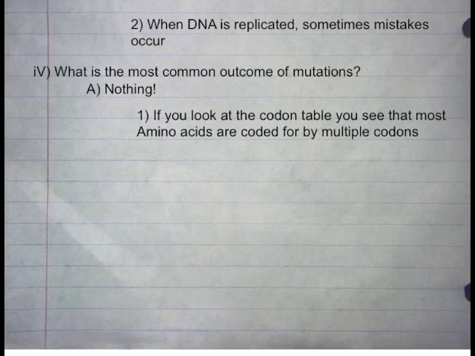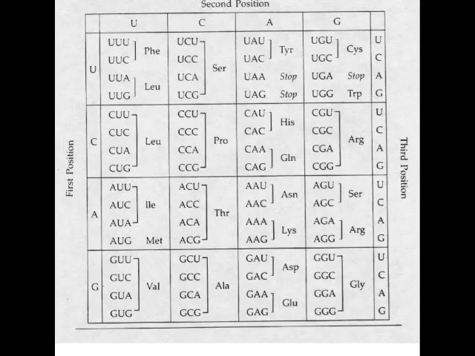Here's why it happens. If you look at the codon table, you see that most amino acids are coded for by multiple codons. For example, let's look at the box here. We see that the amino acid proline is coded for by multiple codons. That ensures that if there was a mistake at one point, you'll still get the proline in the end.